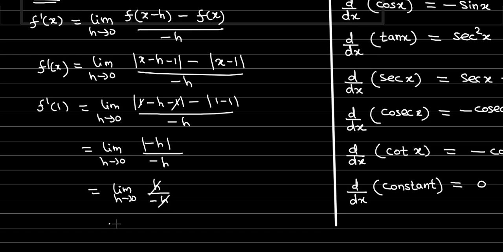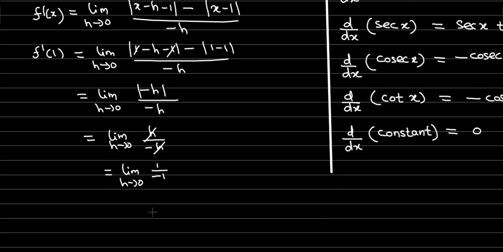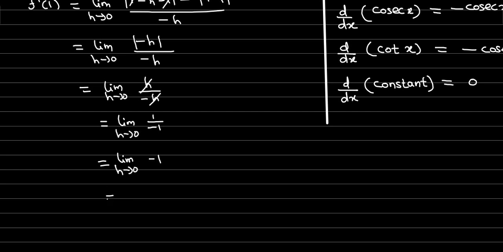Now h gets cancelled. Now limit h is approaching 0, 1 by minus 1. 1 by minus 1, what is that? Which is minus 1. So limit h is approaching 0 is minus 1. Now there is no variable in terms of h, so basically it is a constant. Applying the limit for the constant gives the constant itself. So the answer is minus 1. So our left hand derivative is giving the result as minus 1.